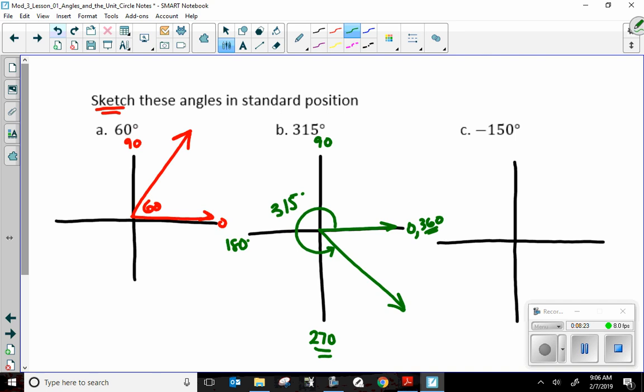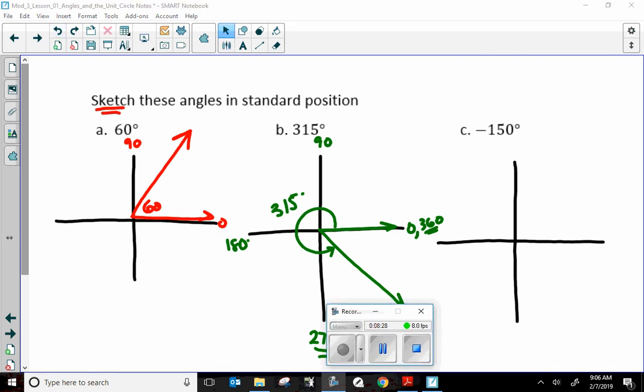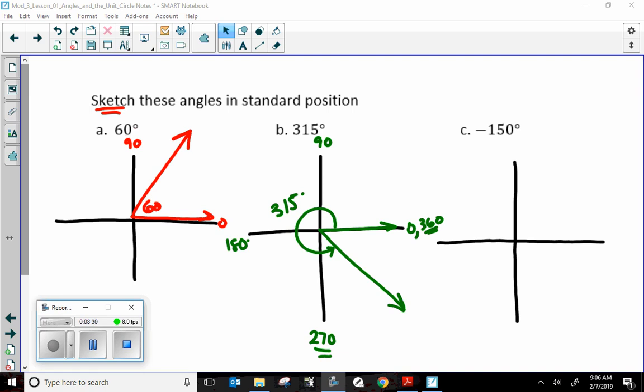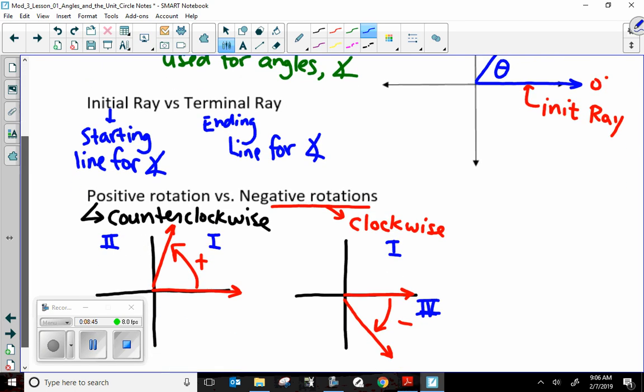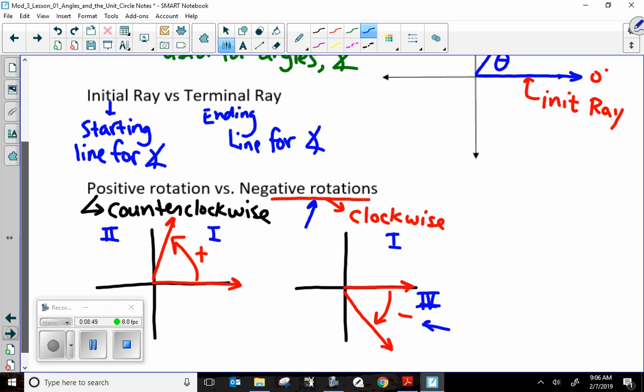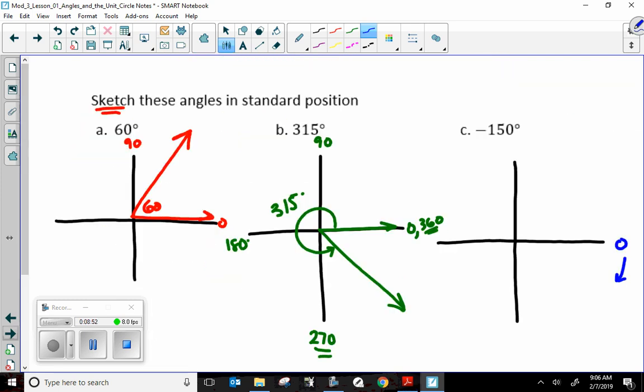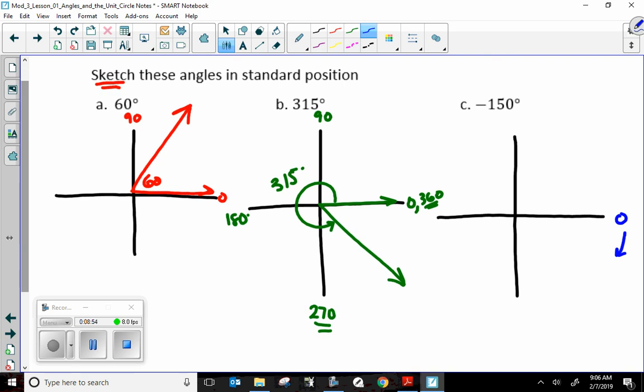All right, now they give us a negative one. That's fine. We can do negative angles. I'm going to do this in blue because I like to color coordinate. Now, if this is 0 and I go negative, I'm going to be going this way, right? Aren't negative angles the clockwise direction we just discussed? They are. So I'm going to look at this angle, and I'm going to go negative, which means I'm going clockwise 150 degrees.